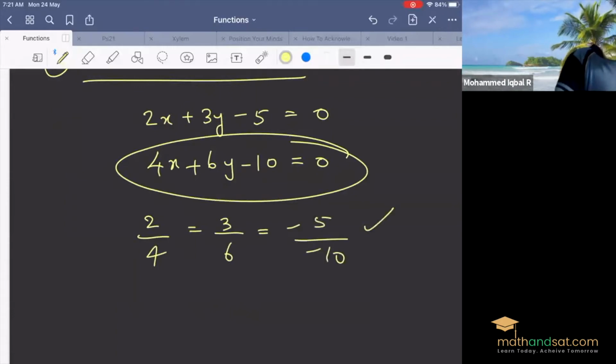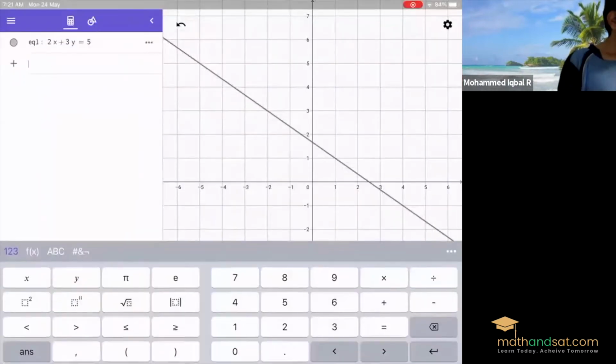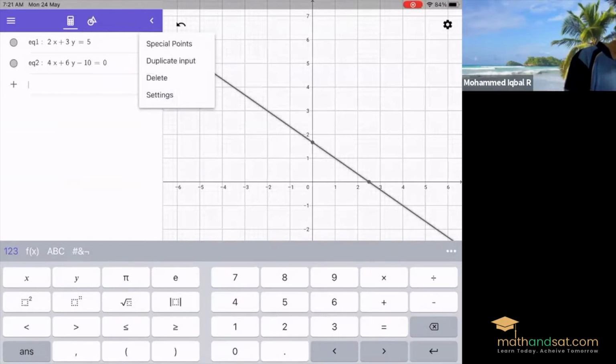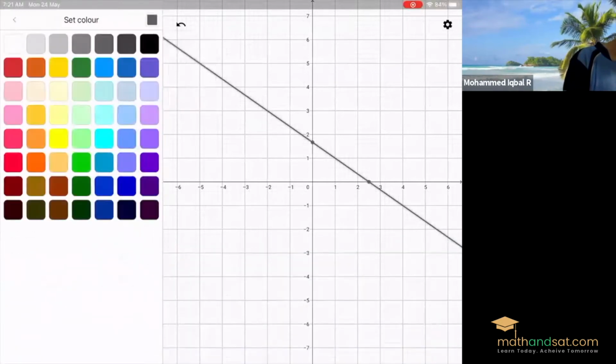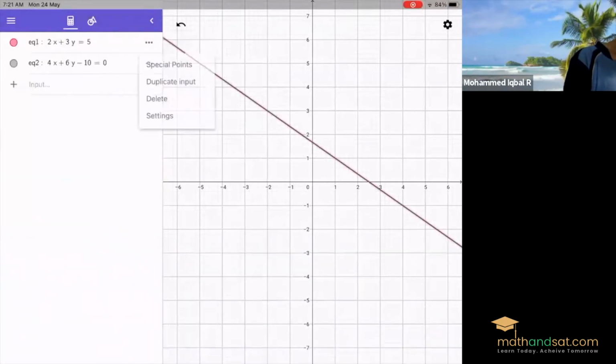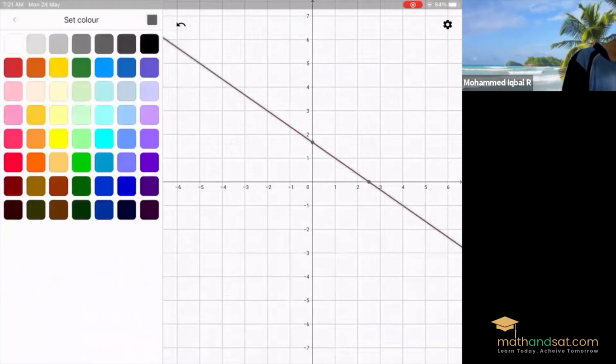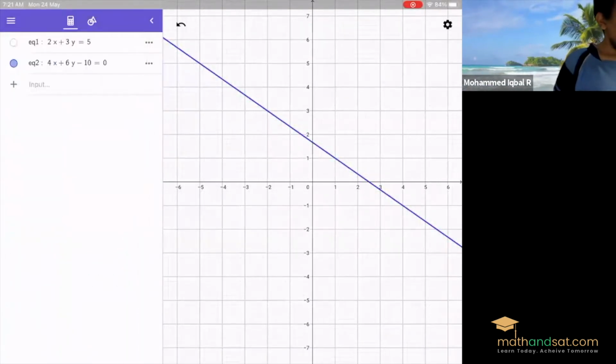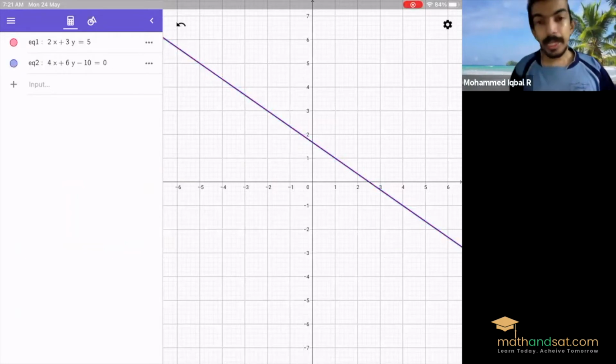Now, if I go and plot 4x plus 6y minus 10 is equal to 0, you're going to get the same straight line. This is the red line, and this is the blue line. When you plot them together, they are indistinguishable. They are exactly the same.